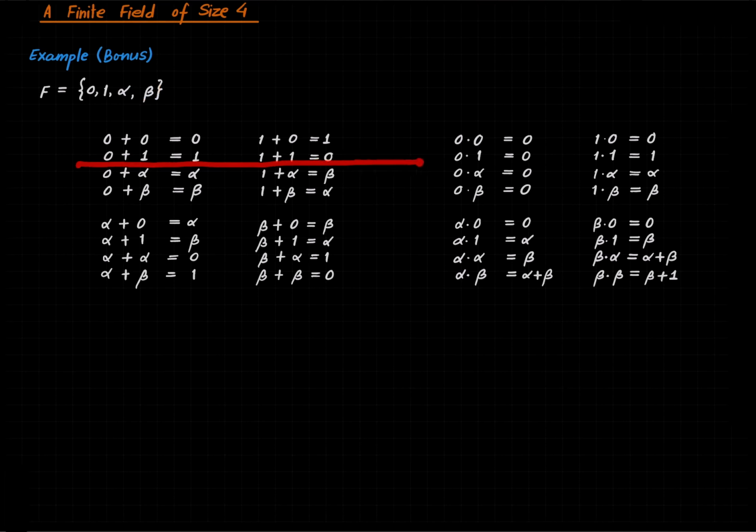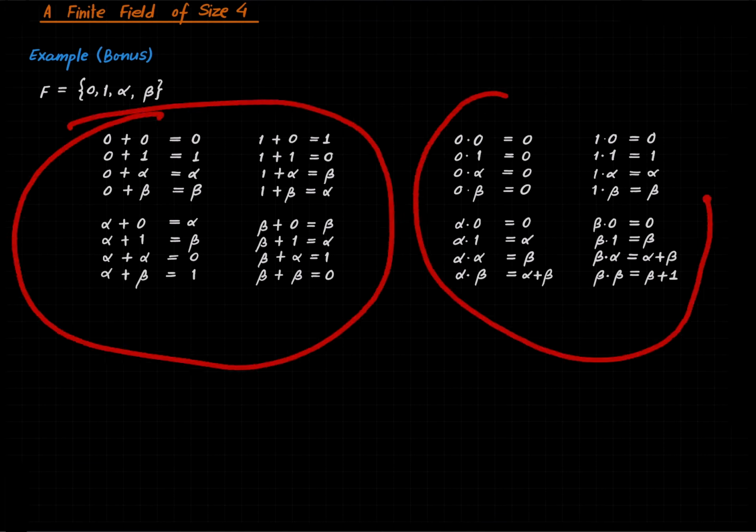So this is the way alpha and beta behave with 0 and 1. This is the definition, right? We are defining an addition on this set. All these are definitions. We define 0 plus 0 as 0, 0 plus 1 as 1, and so on. All of these equations are definitions. So this is how addition is defined and this is how multiplication is defined.